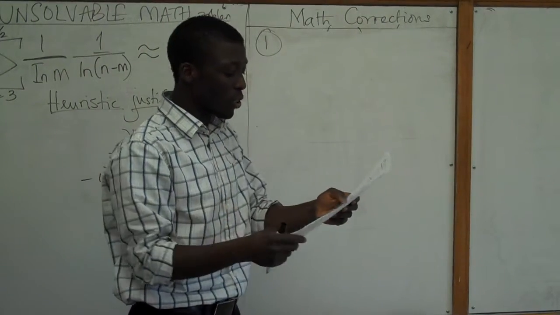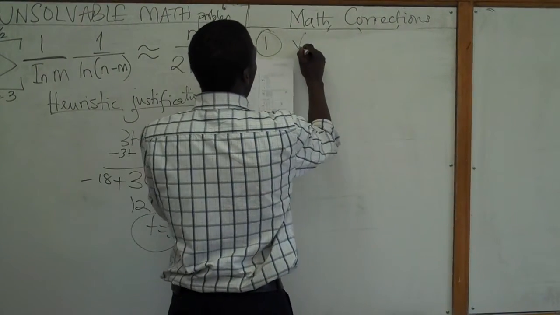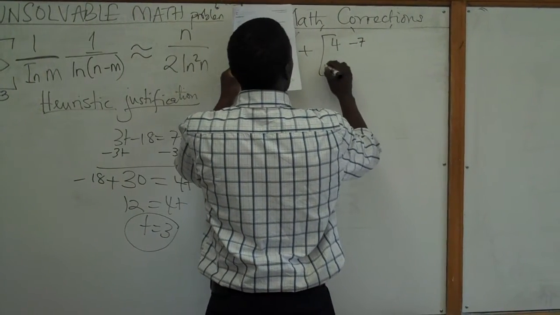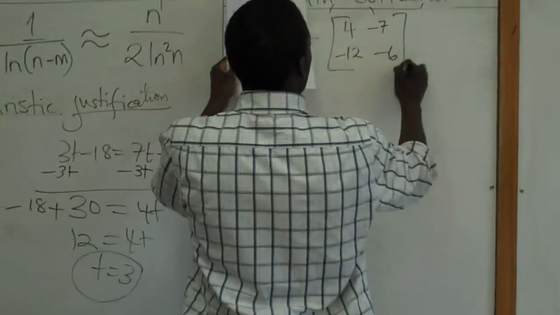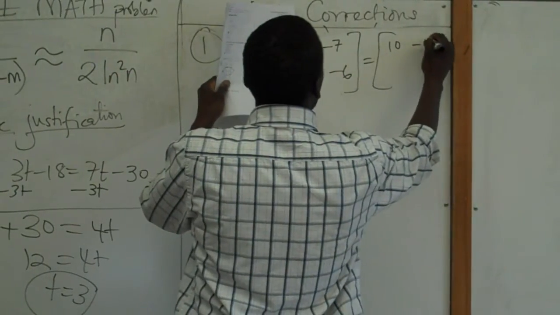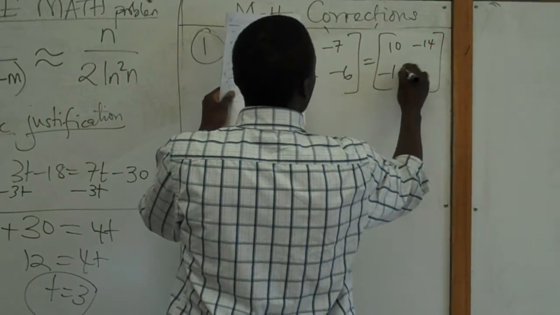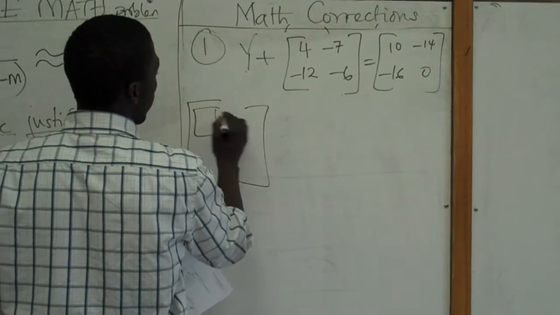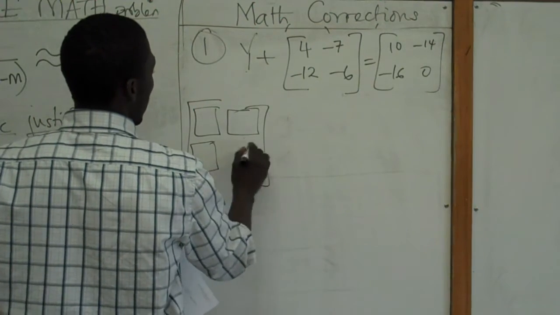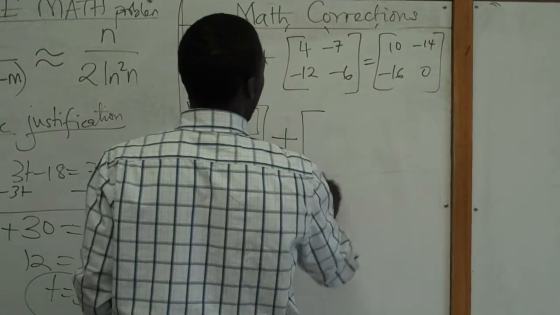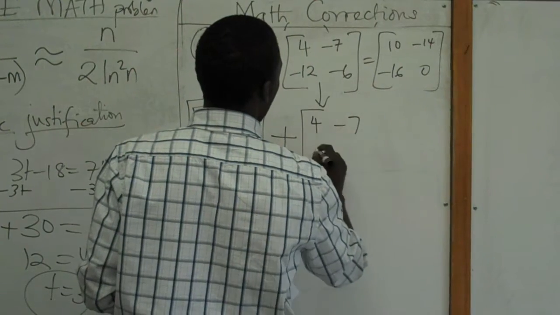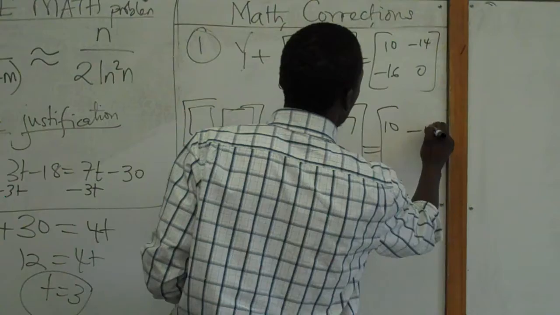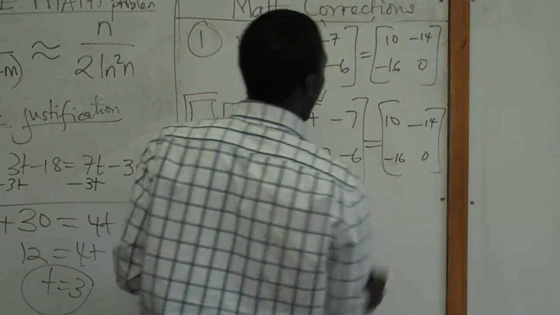So number 1, algebra 2. I gave you this question: Y plus this matrix, 4, -7, -12, -6, is equal to 10, -14, -16, 0. Essentially, I want you to give me 4 numbers that fit perfectly, so that when I add them to this matrix, 4, -7, -12, -6, it gives me 10, -14, -16, 0. That's what I want.